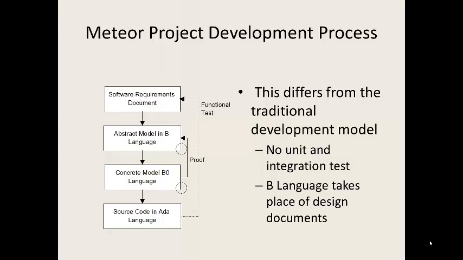So they started with a requirement document and made an abstract model in the B language, proved that this worked in the B0 language, and then implemented the source code in Ada, and then did complete functional tests. So they did do functional tests, but they didn't do the unit or integration test, and they did do a requirements document, but they didn't do a functional specification.